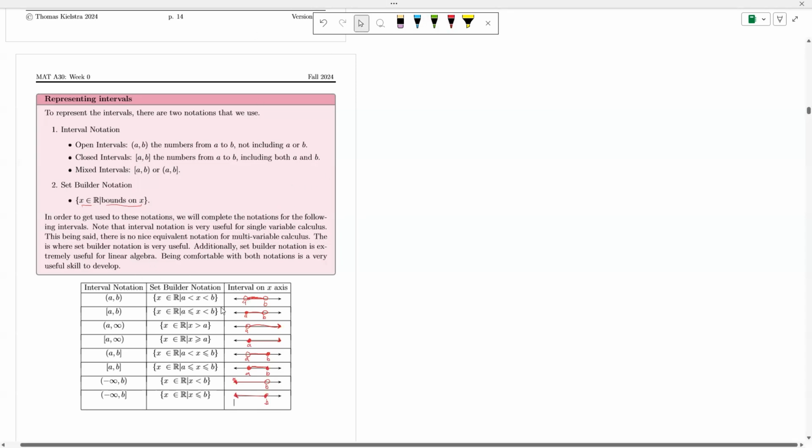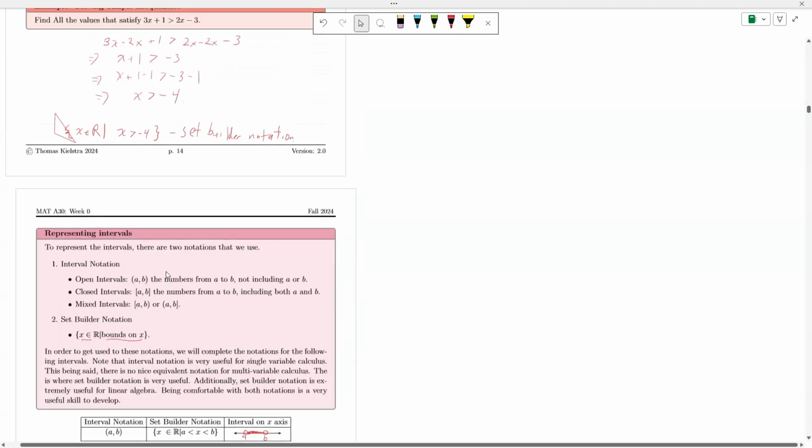So if we use our interval notation and our set builder notation to represent our previous interval, well, we have our set builder notation. But if I want to define the interval, well, it's everything greater than -4. So it's -4, not including -4, because it's a strict inequality, up to infinity.